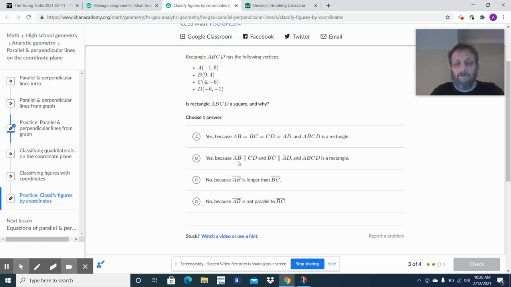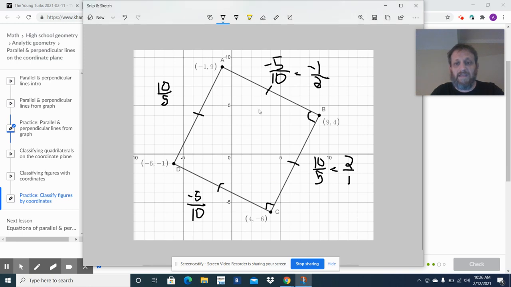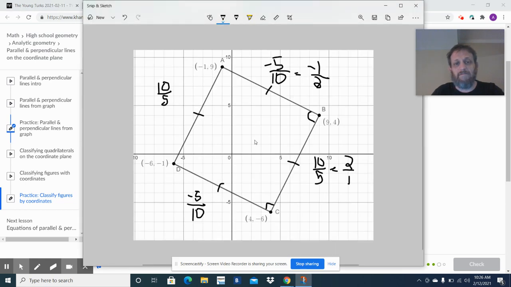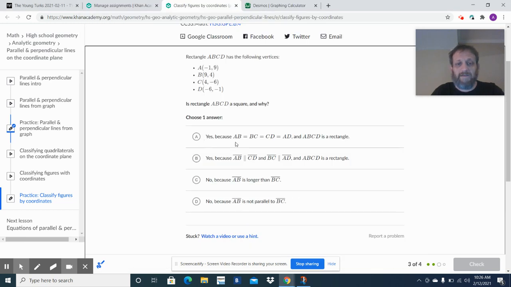And, you know, AB, let's see which ones. AB is parallel to CD, and BC is parallel to AD. Okay, that's true. Yes, because AB, BC, CD, and AD are all equal. I actually think we could pick either one of these. We definitely showed they're all the same. So I'm just going to pick A.